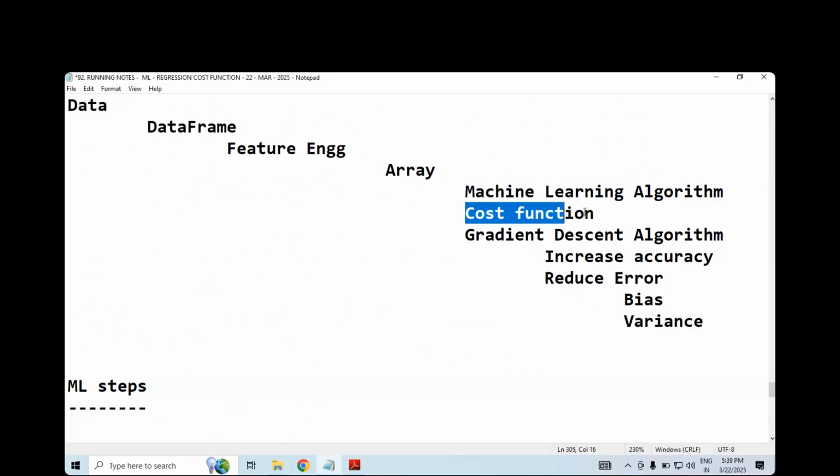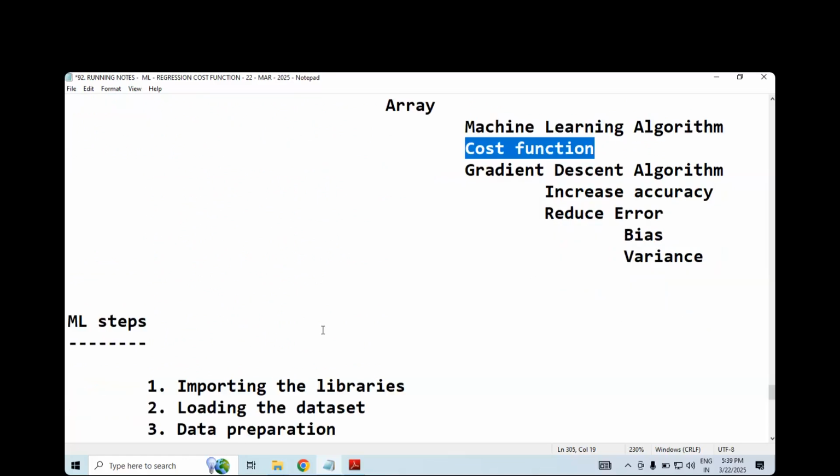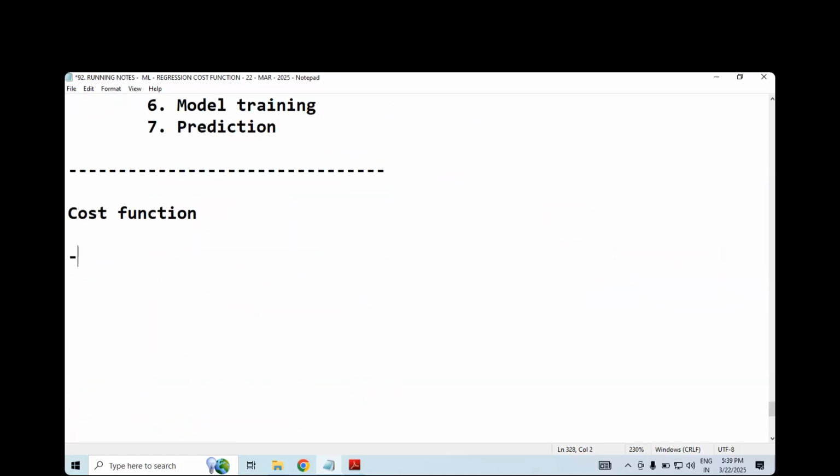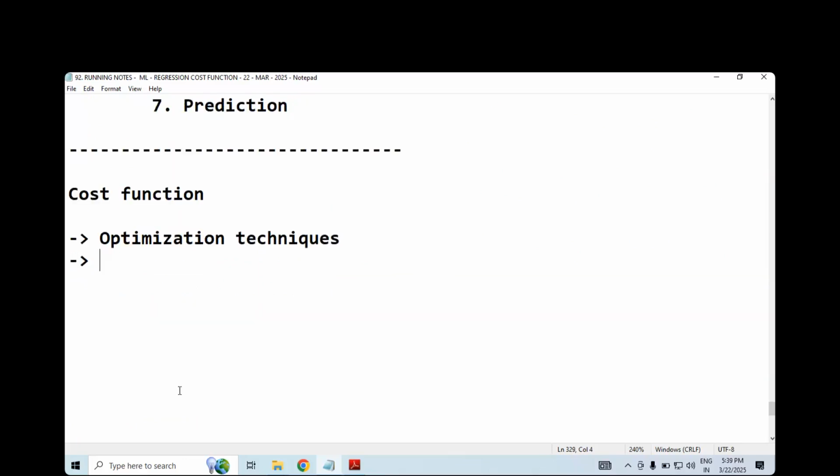Whenever you're talking about the cost function, ensure that you can see a machine learning algorithm depends on a topic called the cost function. Why? An ML algorithm needs some guidance. It will do prediction in the backend, but whether the prediction is right or wrong, initially it needs some guidance. That guidance will be provided by the cost function. Yesterday you saw the diagrams that I explained. Cost functions are optimization techniques. Ensure that you try to understand this.